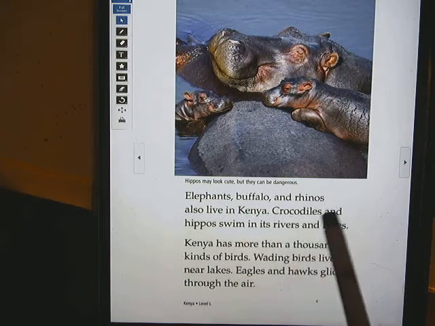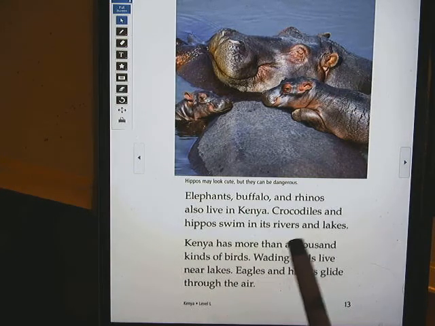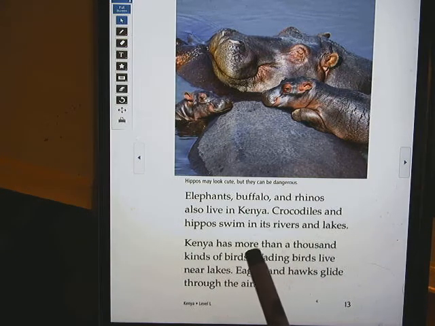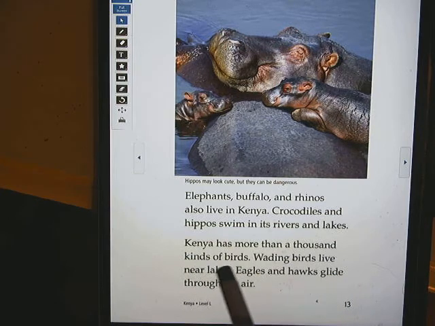Elephants, buffalo, and rhinos also live in Kenya. Crocodiles and hippos swim in its rivers and lakes. Kenya has more than 1,000 kinds of birds. Wading birds live near lakes. Eagles and hawks glide through the air. So Kenya has more than 1,000.